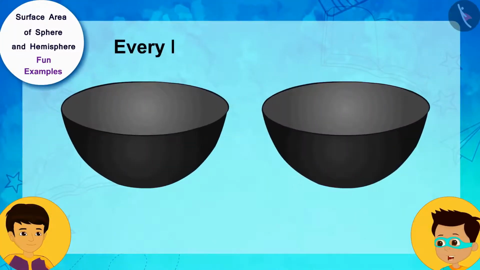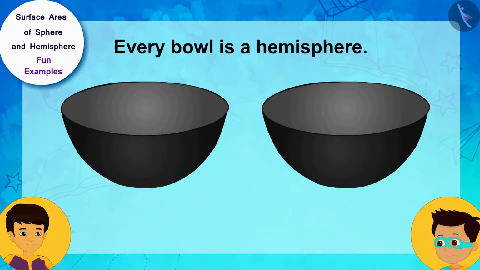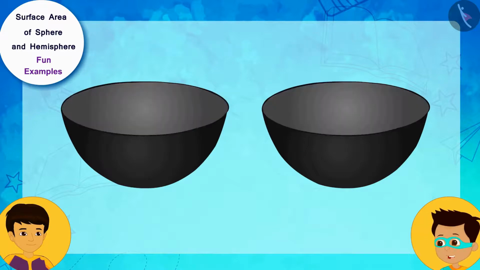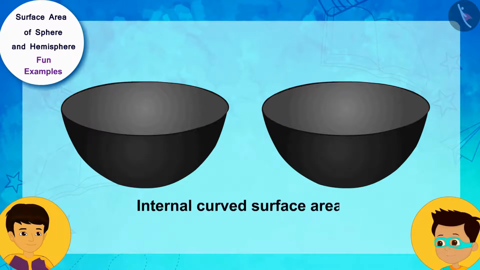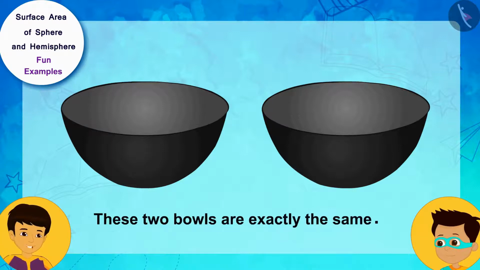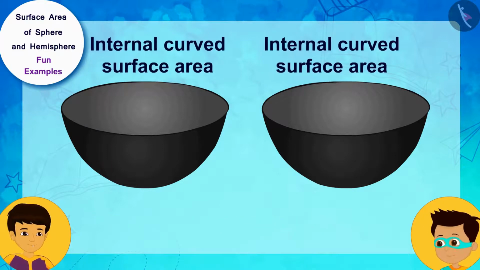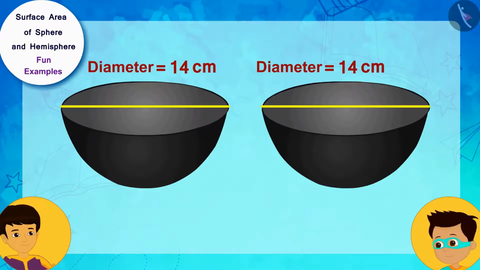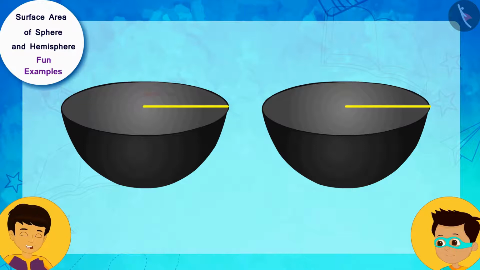Look, every bowl is a hemisphere. And because we have to get the inner surface of each bowl covered, the surface of each bowl will be equal to its internal curved surface area. Oh, is it? I can easily find this. These 2 bowls are exactly the same. So, their internal curved surface area will also be equal. The bowl is a hemisphere and has an internal diameter of 14 centimeters. This means the internal radius of each bowl is 7 centimeters.